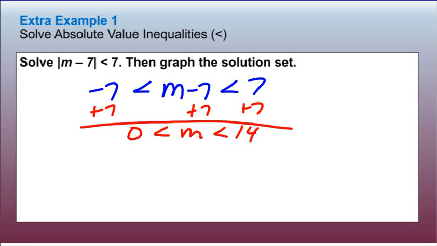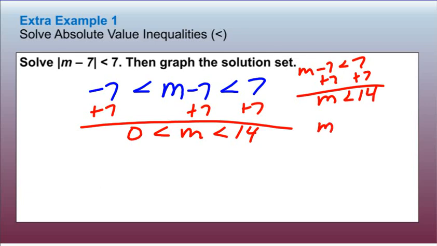If I did it separately, I would have m minus 7 is less than 7, and I would add 7 to both sides. Here's your m is less than 14. And then I would also have m minus 7 is greater than negative 7. Add 7 to both sides, and there's your m is greater than 0, which is what I have here.